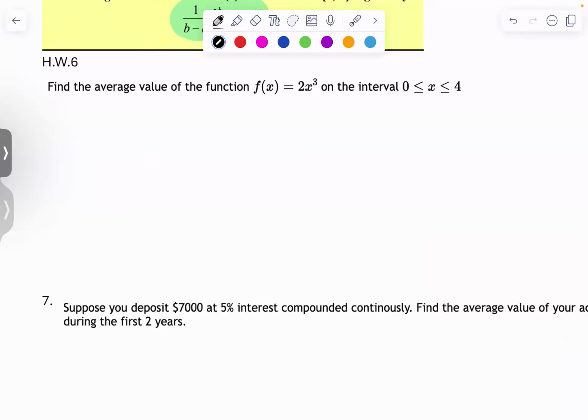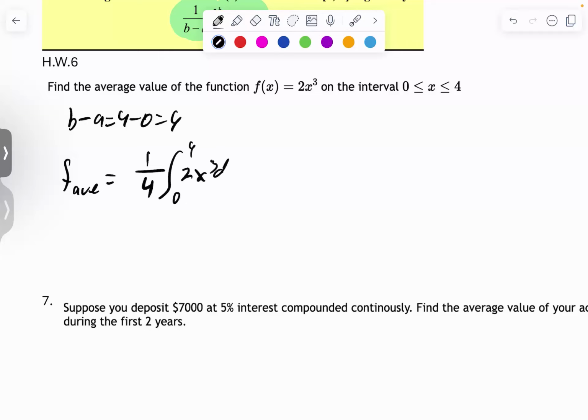So we want to find the average value of this function. So b minus a in this case is 4 minus 0, or 4. So the average is going to be 1 over 4 times the integral from 0 to 4 of 2x to the third power dx. And I'm going to pull that 2 out in front. Actually, let's just do this. 1/4 times 2 times 1/4 x to the 4th power from 0 to 4.